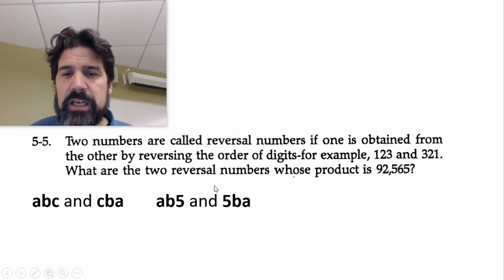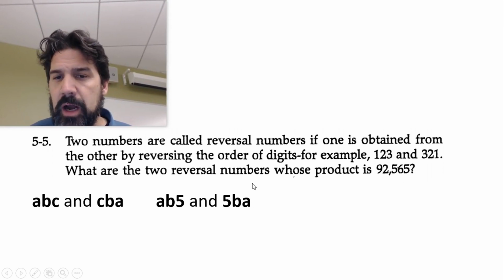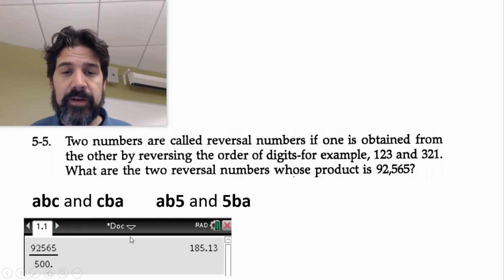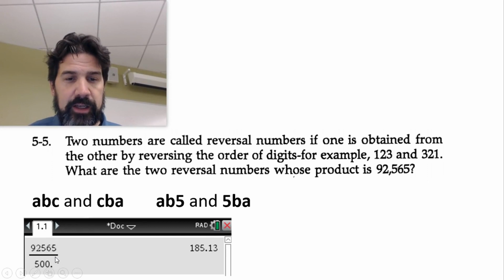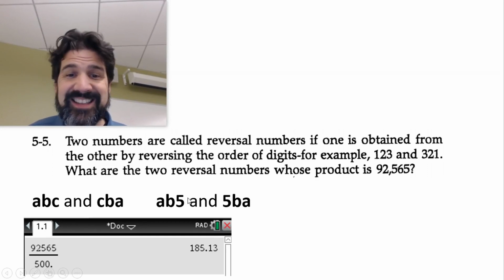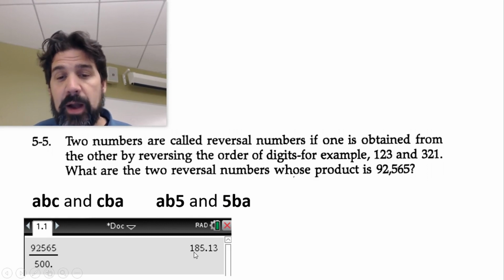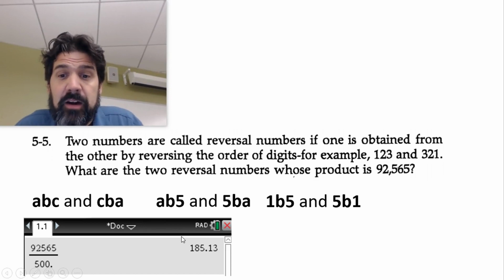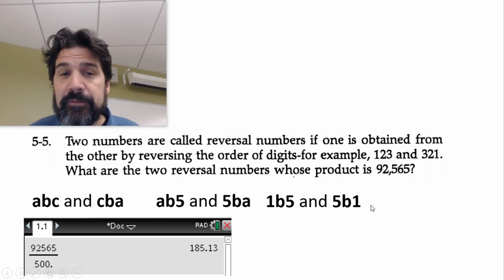Instead of doing that, what I prefer to do is divide this number by 500. If I divide it by 500 on my calculator, I get 185. So what that's telling me is this is in the 100s. All right, so I'm going to plug in 1 for A, and suddenly I'm almost there. I've got 1B5 and 5B1.